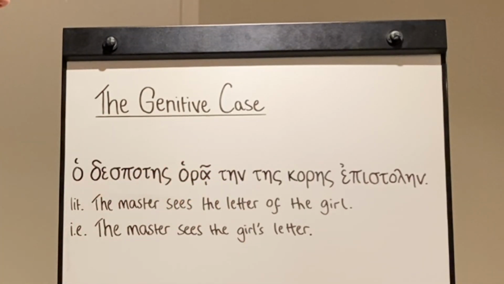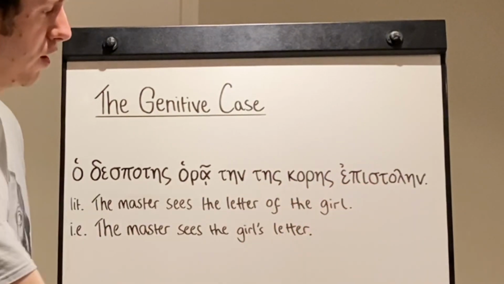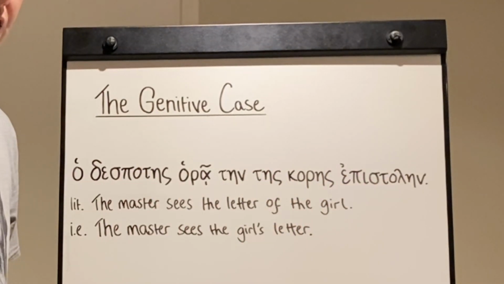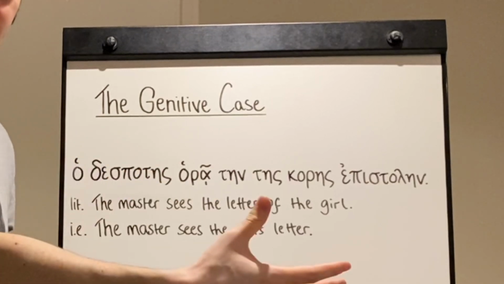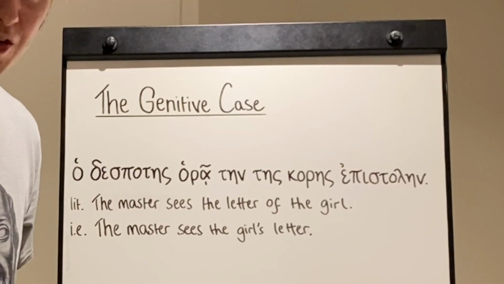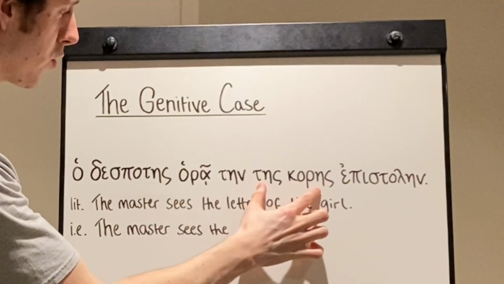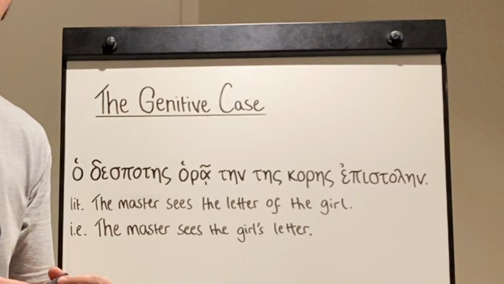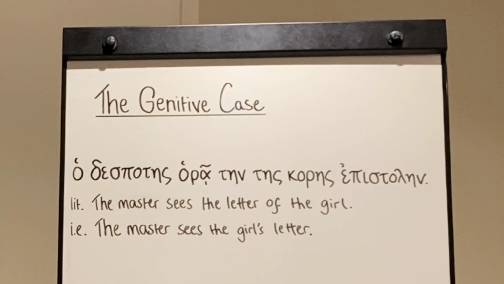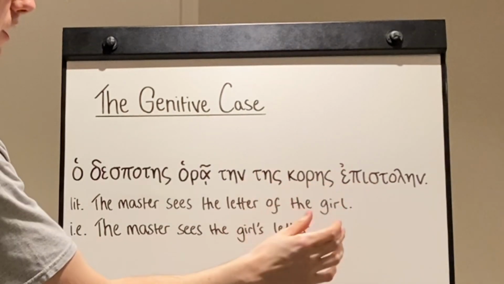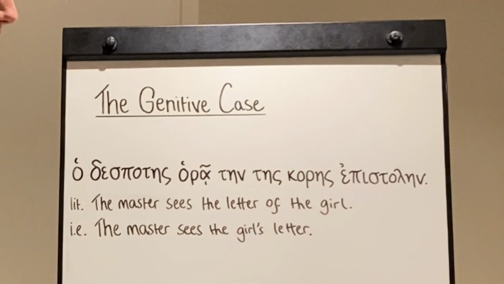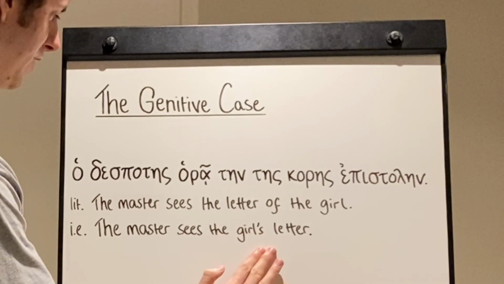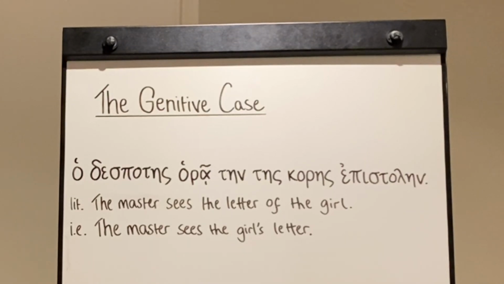The master sees. Because tēn epistolēn is accusative, we know that the letter is the direct object. It's on the receiving end of his seeing. It is the thing that the master is seeing. And then tēs korēs, we know that tēs is feminine genitive singular, and so korēs must also be feminine genitive singular. And we know that we should literally translate the genitive using "of," which we did here. So we know that the letter is the letter of the girl. That is to say, it's owned by the girl. And once we realise that, we can render it more naturally as the master sees the girl's letter.